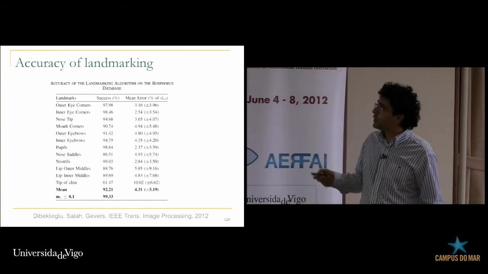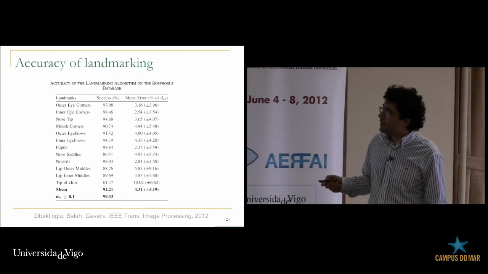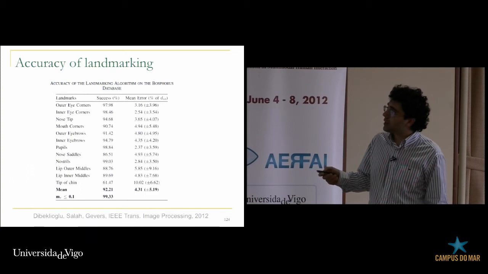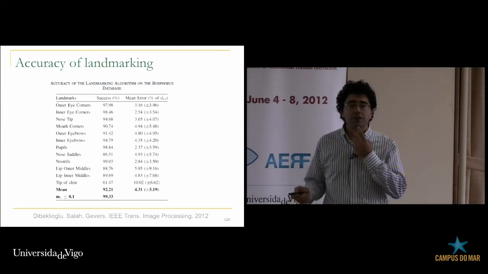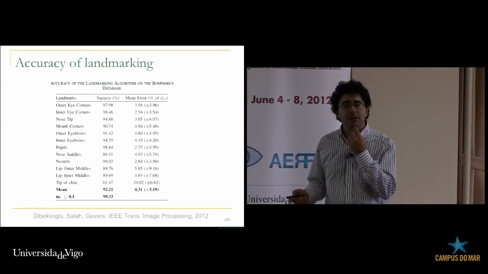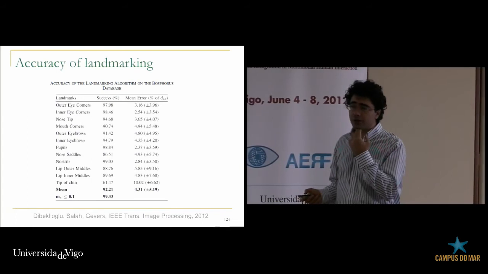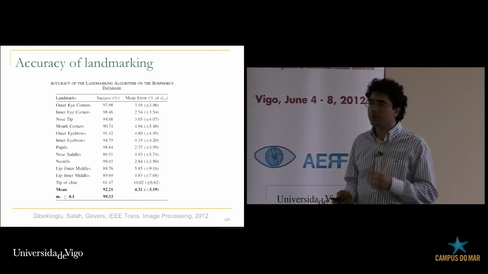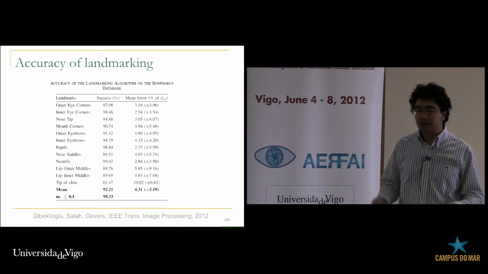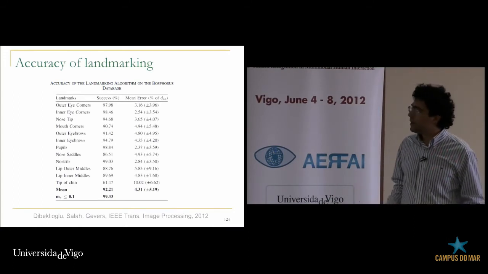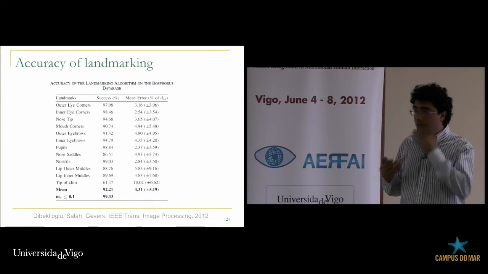Well, on the Bosphorus database, you can see here the success of this model on different landmarks, outer eye corners, inner eye corners. The tip of the chin is pretty difficult because there is not a marked point on the tip of the chin. All the area resembles each other. But if you use further constraints, like the appearance model does, then you can also correct for that.